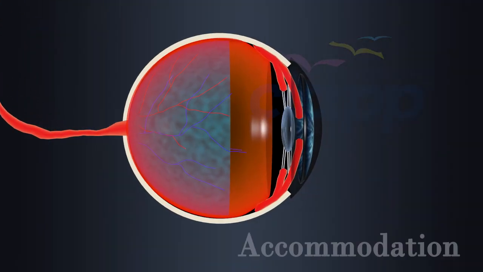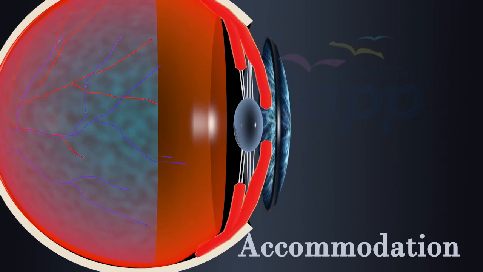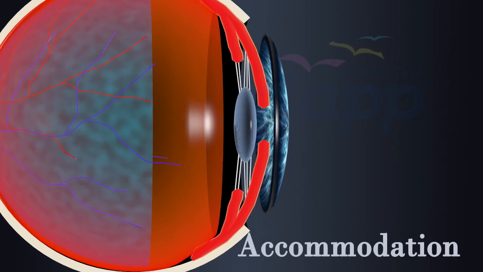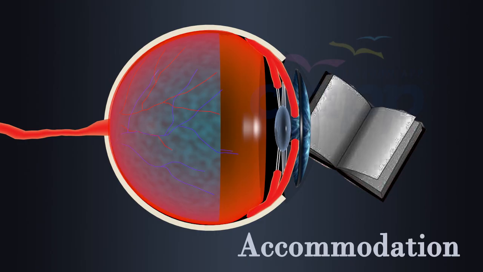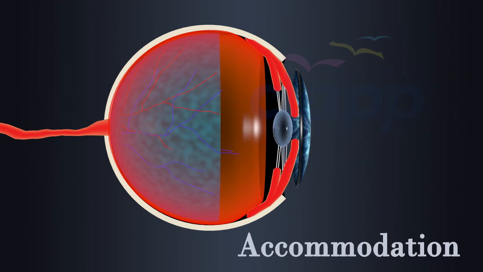One of the lens's remarkable abilities is accommodation. The lens can change its shape to focus on objects at different distances. When you look at something closer, like reading a book, the lens becomes thicker and more curved. When you look at something at a distance, the lens becomes flatter.